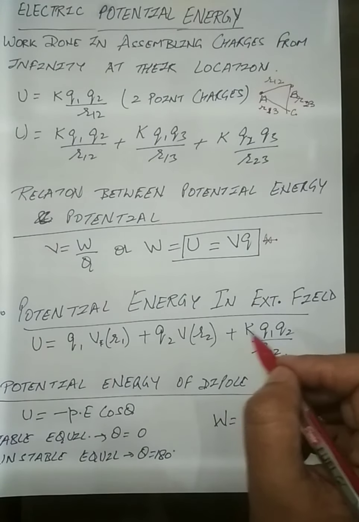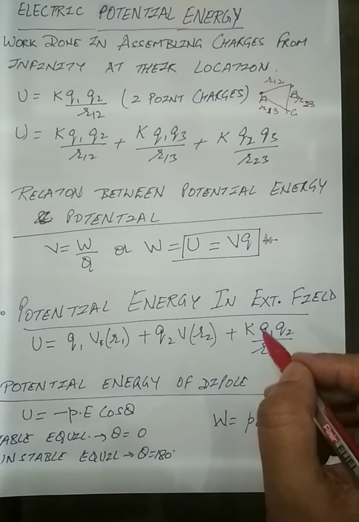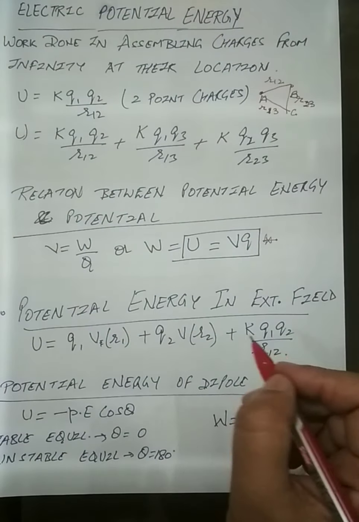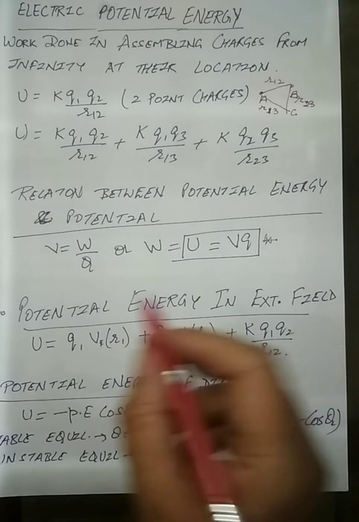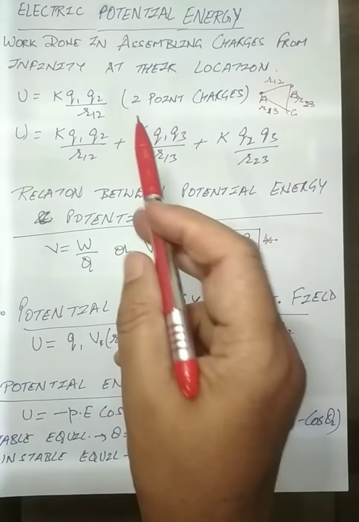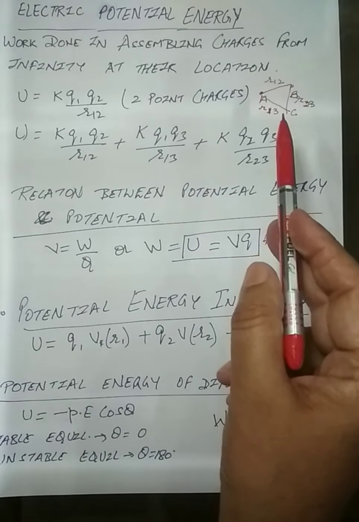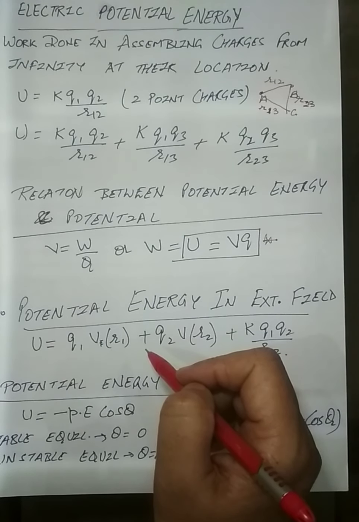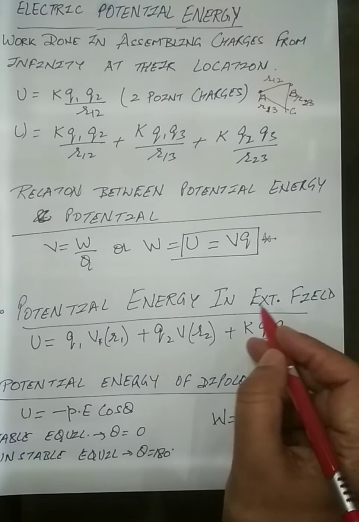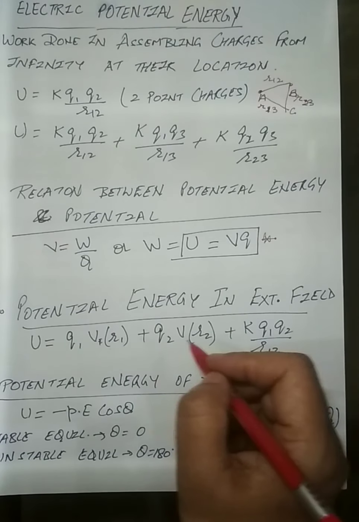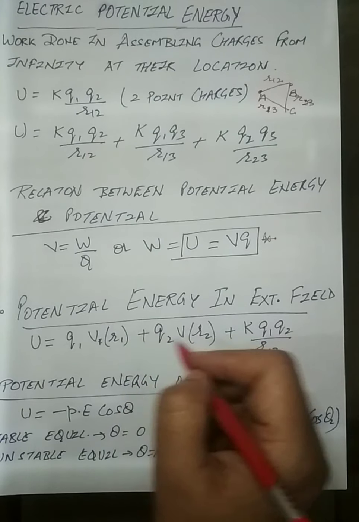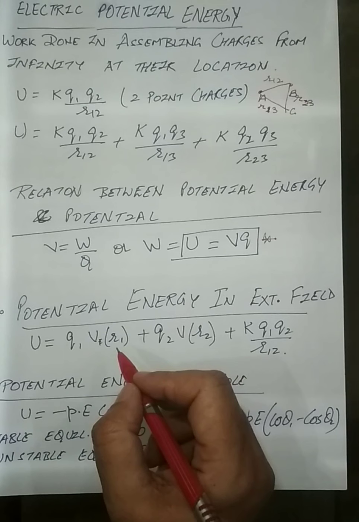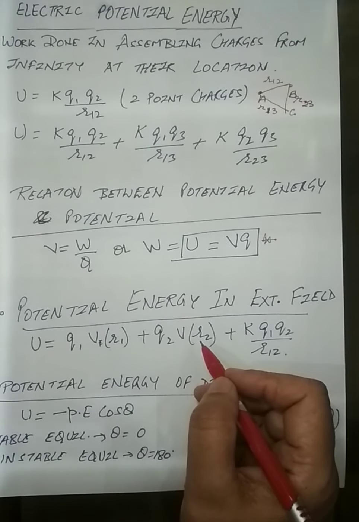And the third term will be when they are coming into the field of each other, which you have done earlier, that is K Q1 Q2 by R12. So this is different, children. This is different from this formula. In this formula, they are coming into the field of each other. But in this concept, they are coming into the field of each other, but they are coming in the external field also. Because of that, you have got these 2 more terms, that is Q1 into V(r1) plus Q2 into V(r2).